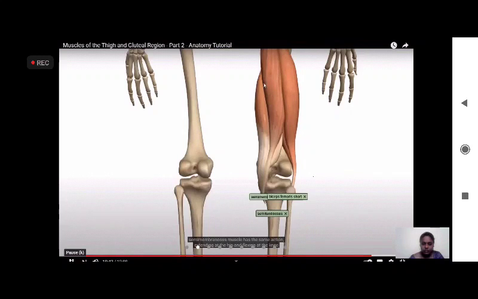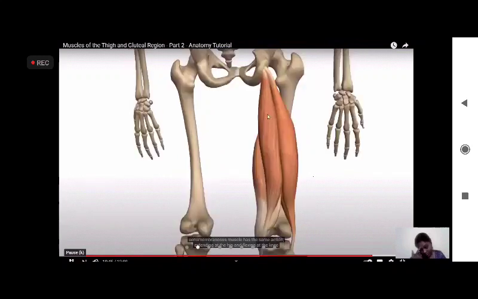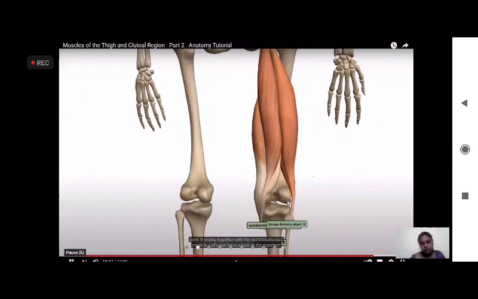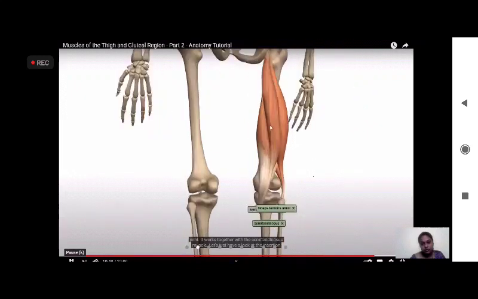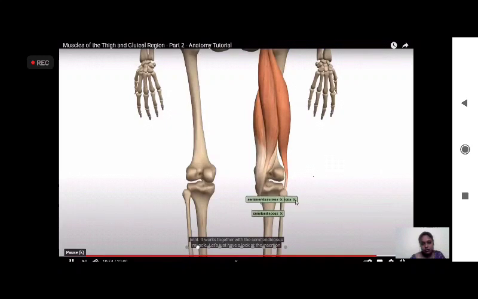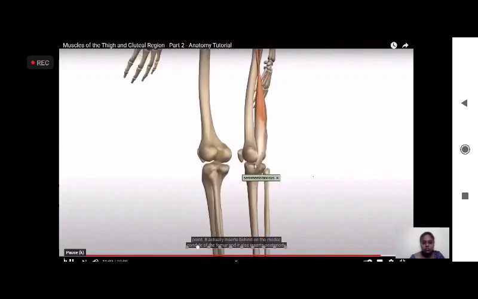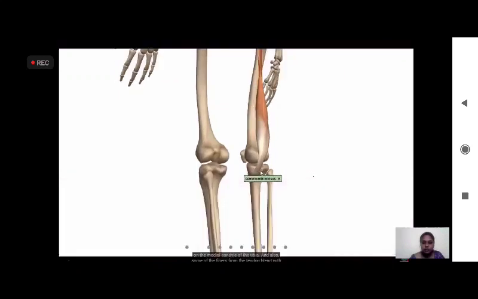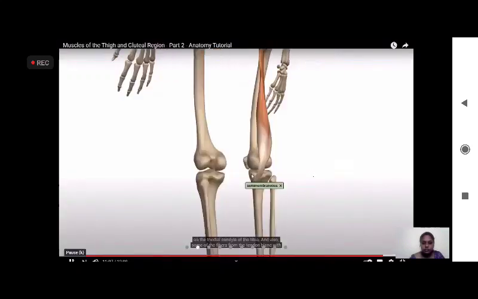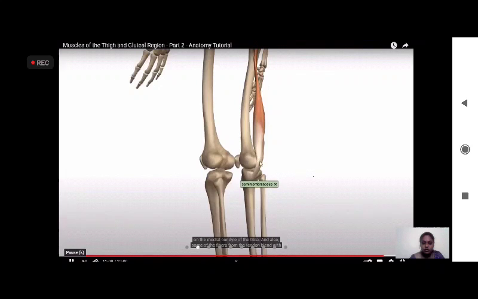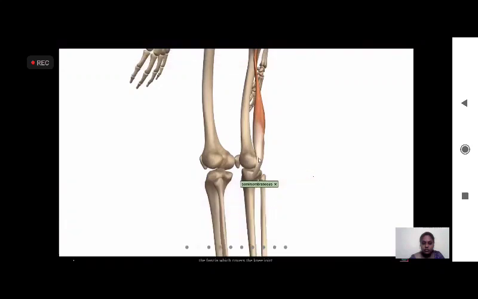So the semimembranosus muscle has the same action, extending at the hip and flexing at the knee joint. So it works together with the semitendinosus muscle. But let's just have a look at the insertion point. So it actually inserts behind on the medial condyle of the femur, and it also inserts posteriorly on the medial condyle of the tibia. And some of the fibers from the tendon blend with the fascia which covers the knee joint.